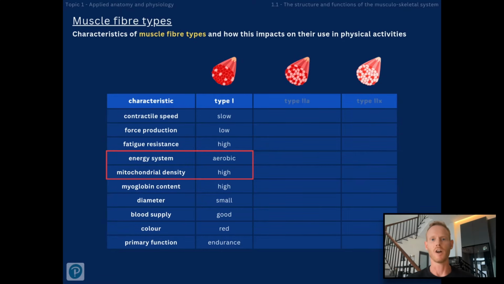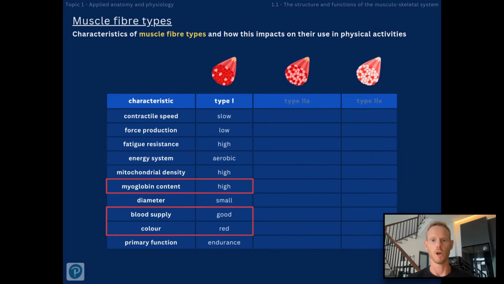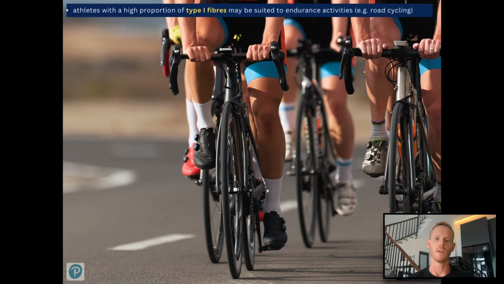Type 1 fibres have a high density of mitochondria as they primarily derive their energy from aerobic respiration. More on this in topic 1.3. Aerobic respiration relies on oxygen, so type 1 fibres have an excellent blood supply and lots of myoglobin, a red pigment that transports oxygen to the muscle cells. Athletes with a high proportion of these fibres tend to be suited to endurance activities like long-distance running or cycling.